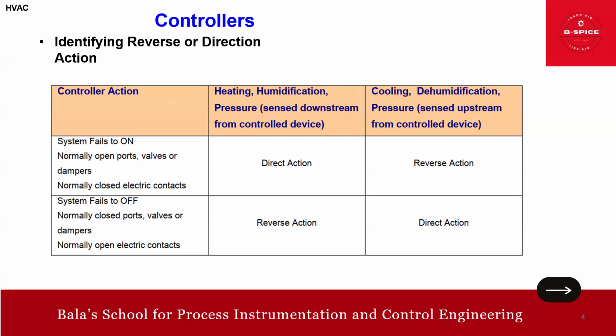For example, one more example I'll take. A return air humidity sensor modulates a normally closed chilled water valve for dehumidification. Here, since it is normally closed, the system fails to off, so we need to consider that. Then what is the parameter here? It is dehumidification. So normally off, normally closed, system fails to off, dehumidification, then direct action.